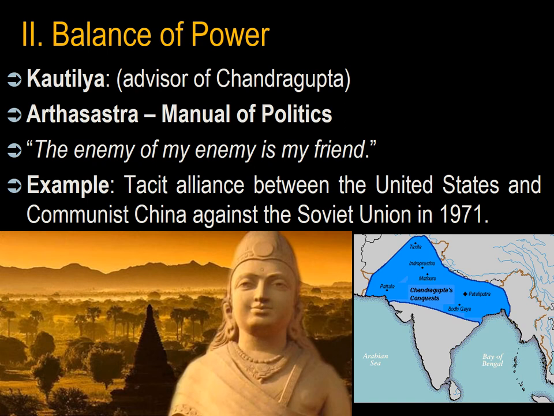The tacit alliance between the United States and Communist China against the Soviet Union in 1971 is an example of two countries that are not friendly. The U.S. was anti-communist. China was anti-capitalist and certainly anti-Western. But the U.S. and China got together nonetheless against the Soviet Union because the enemy of my enemy is my friend.